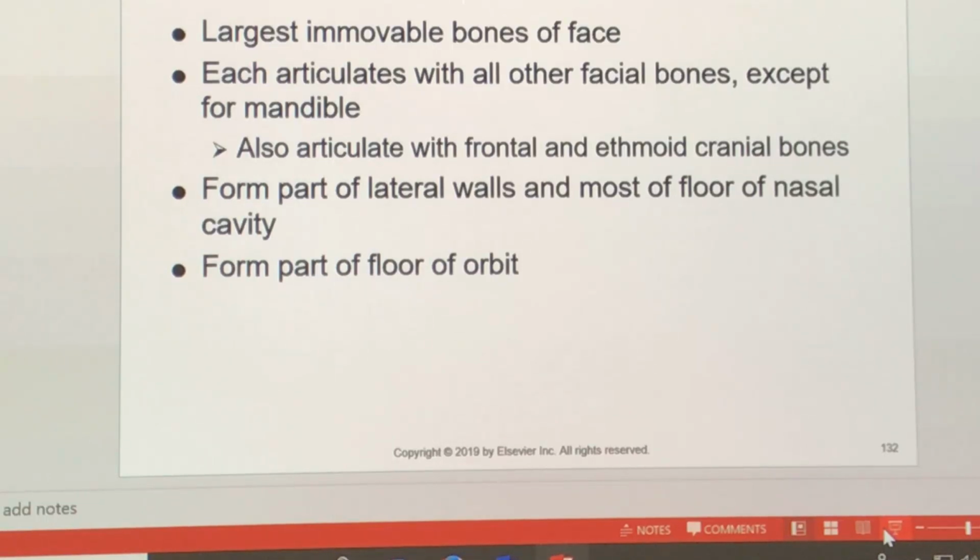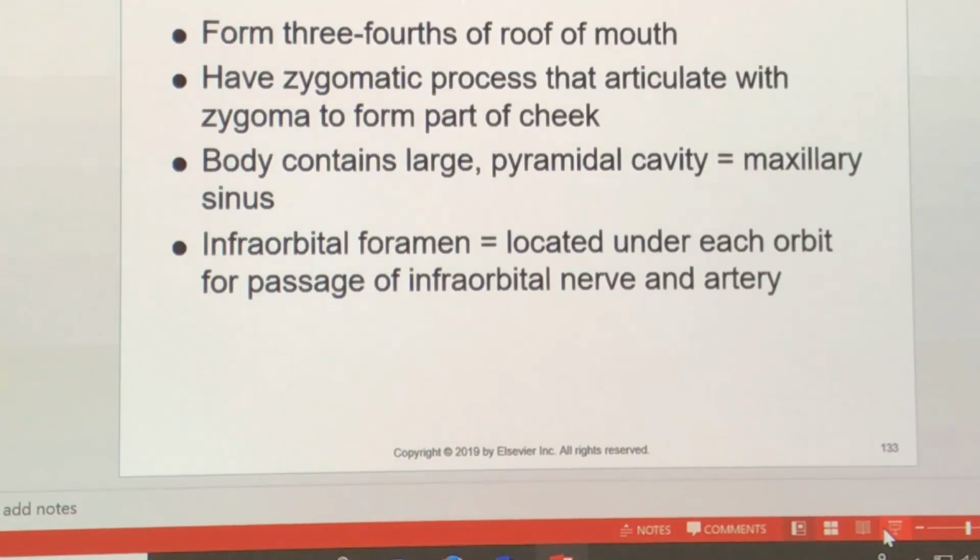And they form a part of the floor of the orbit, and we have some specific fractures that we'll talk about here in a little while that are technically fractures of the orbit, and we'll talk about the mechanism of those and how to diagnose those. So maxillary bones form 3/4 of the roof of the mouth. Again, the palatine bones form the other fourth.